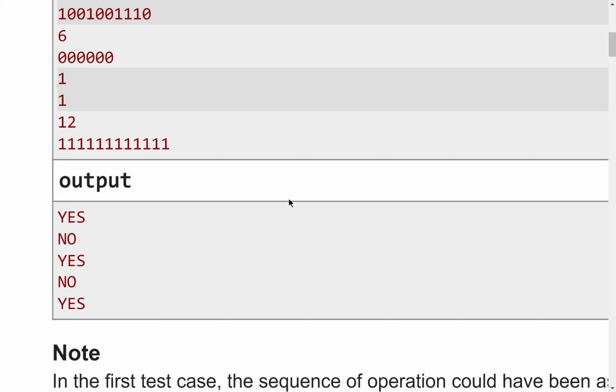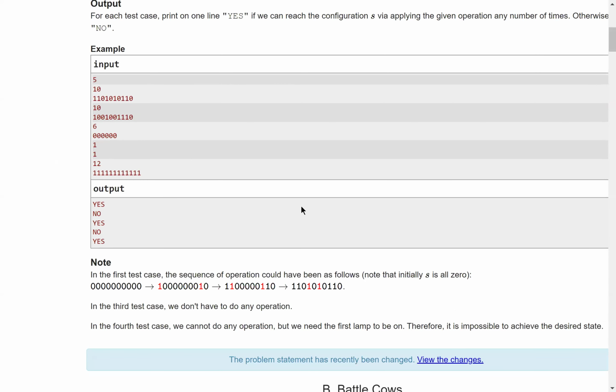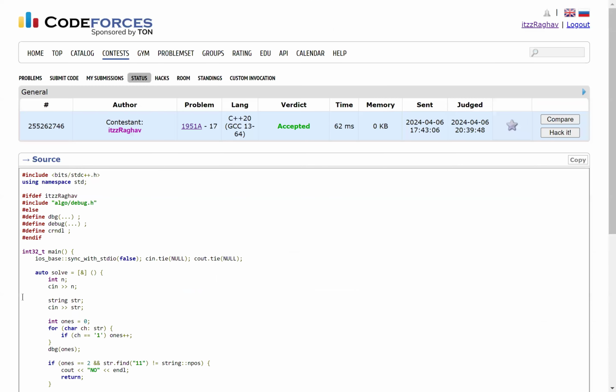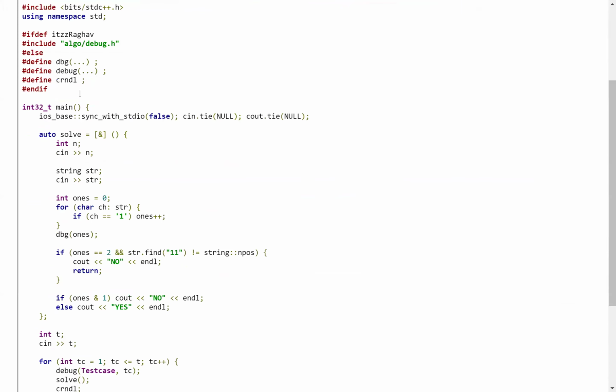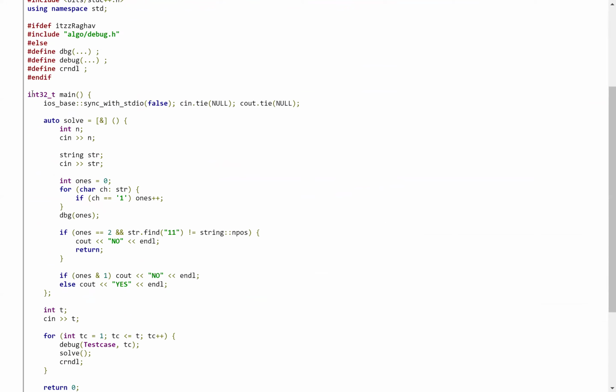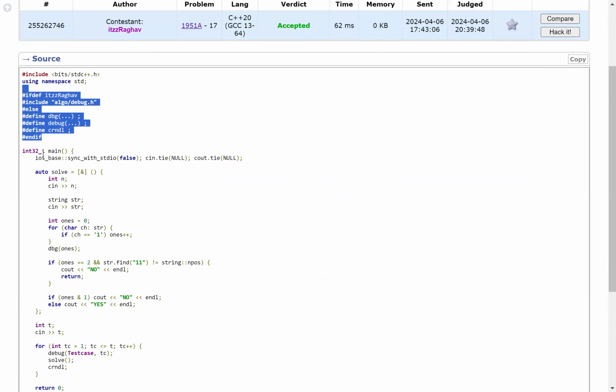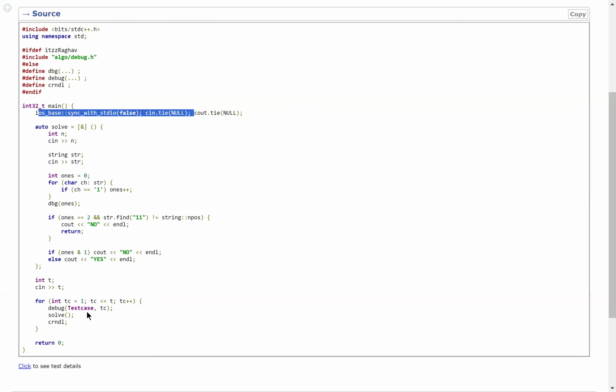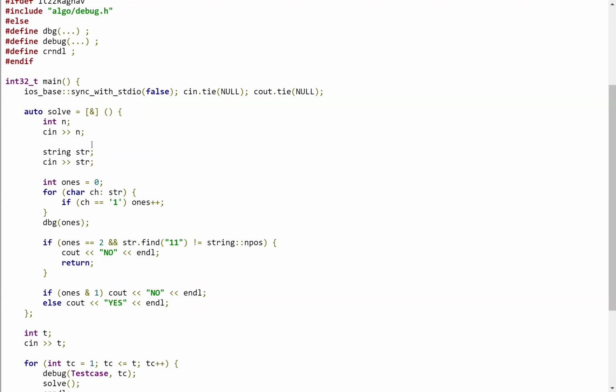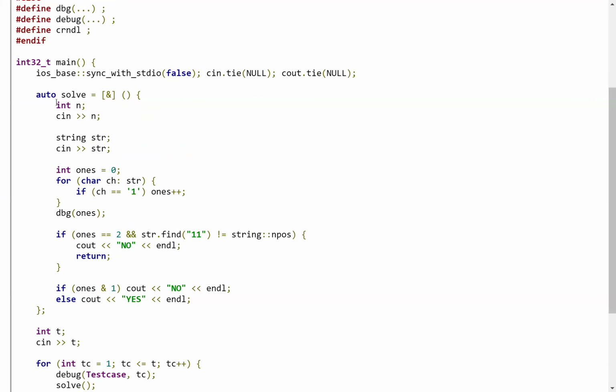Okay, so let's move on to the code. The code is pretty simple. You don't really have to worry about what is this debug and what is this solve. You don't really have to worry about it. Just look at the code inside this part.